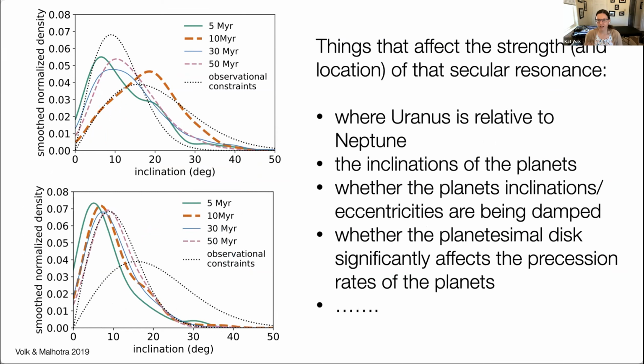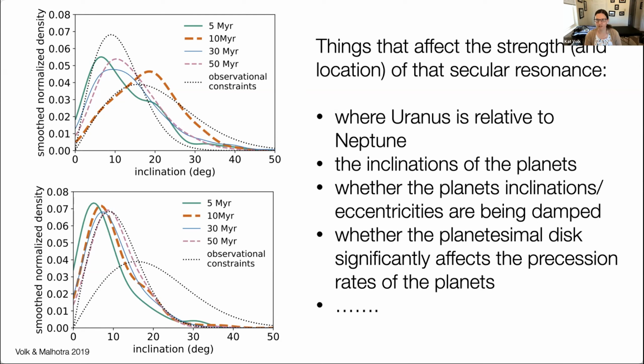And there are all sorts of things that affect the strength of that secular resonance that are related to how you choose to simulate the migration. It's particularly sensitive to Uranus's position relative to Neptune. It's sensitive to the exact inclinations of the planets during migration, and whether you are numerically damping those inclinations and eccentricities as you are migrating the planets out. Because remember, all of this migration is happening with fictitious forces we made up to make the planets do what we want them to do. But it turns out it might matter what you make up and how you choose to do that.